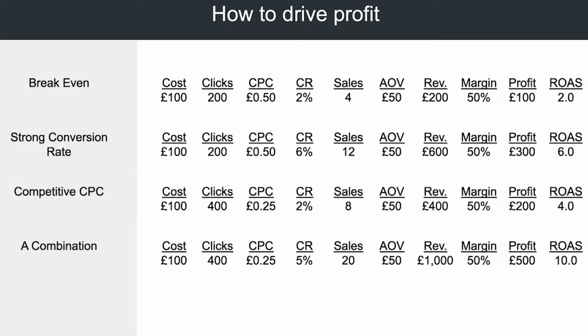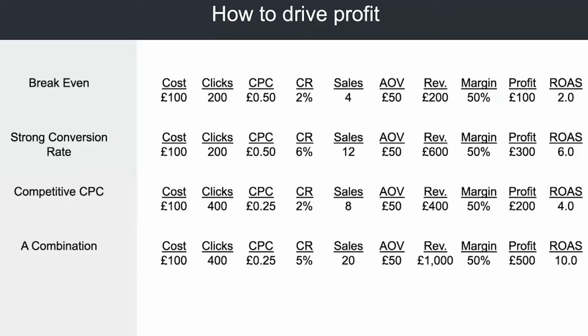Also, in the third example, we're looking at a slightly cheaper cost per click, which means you can drive more clicks for the same budget. And this in turn also has an impact, as you can see, on the amount of profit that your campaigns can deliver. Ideally, you would find some kind of sweet spot in terms of the cost per click being fairly competitive and your conversion rate being fairly strong, to deliver more profit which you can reinvest in future campaigns.